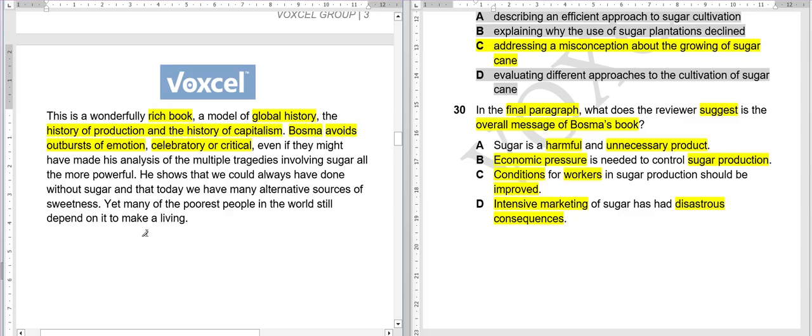He shows that we could always have done without sugar and that today we have many alternate sources of sweetness. So he's basically telling us that we could have done without sugar and now we already have a lot of alternative sources of sweetness. Yet many of the poorest people in the world still depend on it to make a living. Many people around the world depend on sugar production so that they can earn their livelihood. I hope it is clear. Now you have around 10 seconds. The time starts now.